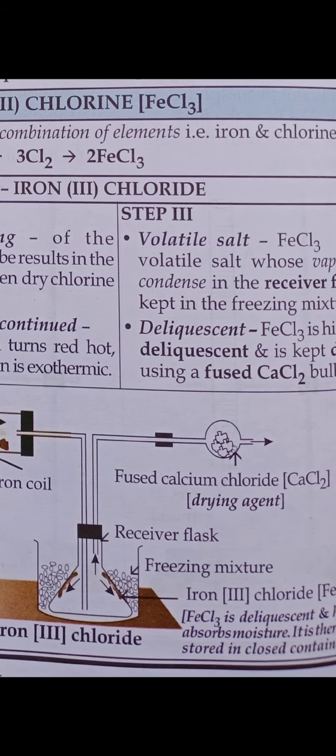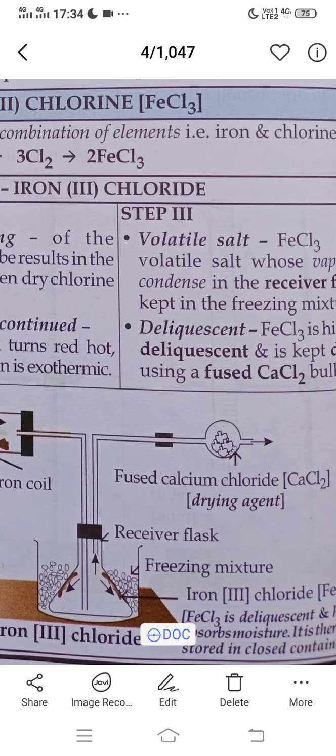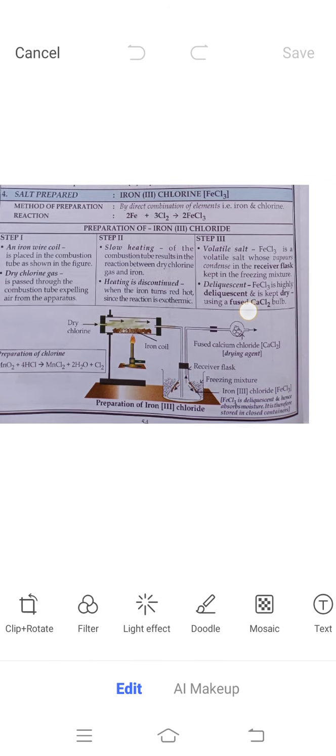So what will happen now? When the reaction occurs, the iron 3 chloride which is formed will be collected in the receiver flask. This is the receiver flask which is attached with the tube. In this flask there is one beaker and there is one freezing mixture which is written in the diagram. The freezing mixture can be ice, so in the ice you can place the beaker in which you are collecting this iron 3 chloride. Are you getting?